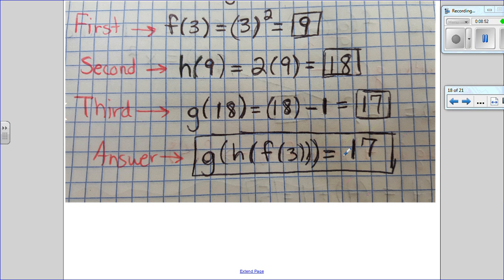Okay, today we're only doing numerical composition, so if you have questions, please let me know. The next topic will be a little bit more difficult, so make sure you understand this topic. Go ahead and get started on your assignment.